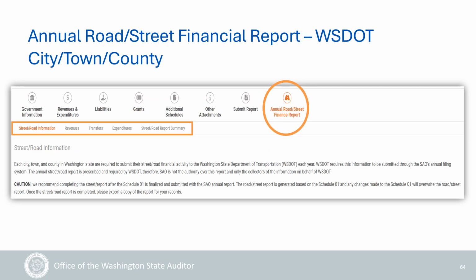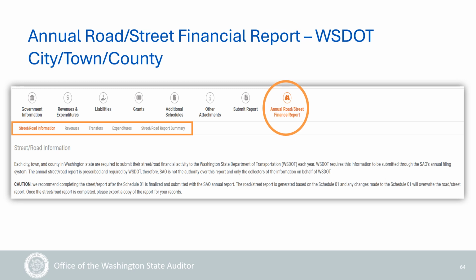Then for cities, towns, and counties, you will see one additional module in your report for the Road Street Report. This report is prescribed and required by the Washington State Department of Transportation, and we are only the collectors of the data on behalf of WashDOT. The reason this module is after the Submit Report module is because it's not part of our SAO annual report requirements that is due within 150 days after fiscal year end.